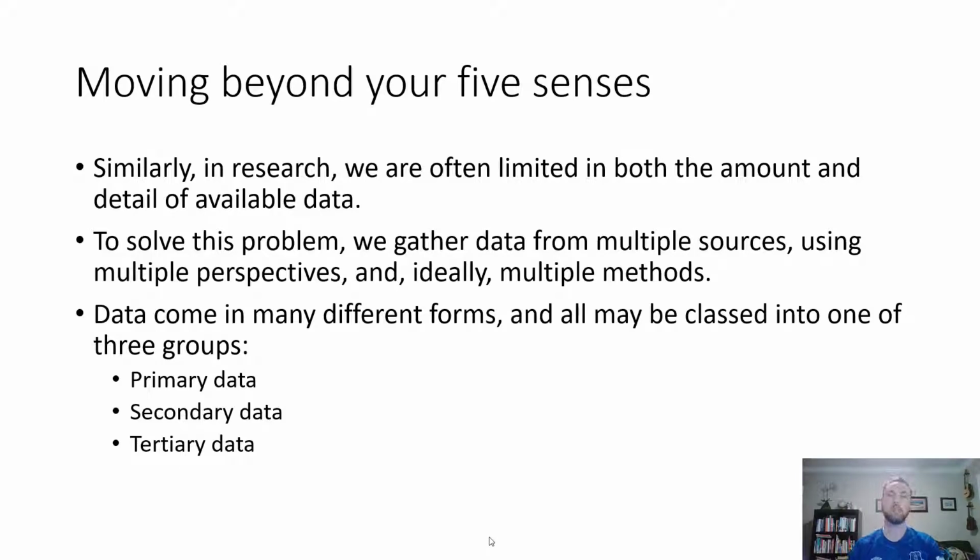Data come in many different forms, but all can be classed into one of three groups: primary data, secondary data, and tertiary data. And as the names imply, primary would be like first person data, data that you collect. Secondary data would be like second person, so a group of people or a researcher collects the data, then you use it. And then tertiary would be three, so you're three degrees separated from the original data acquisition.